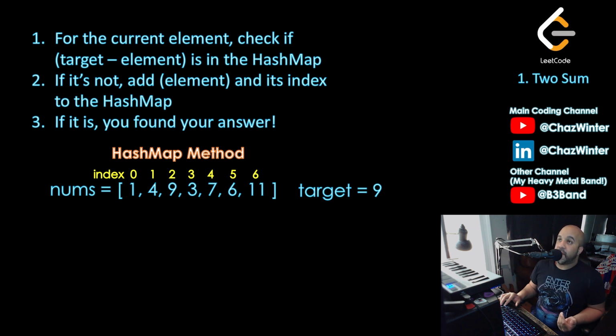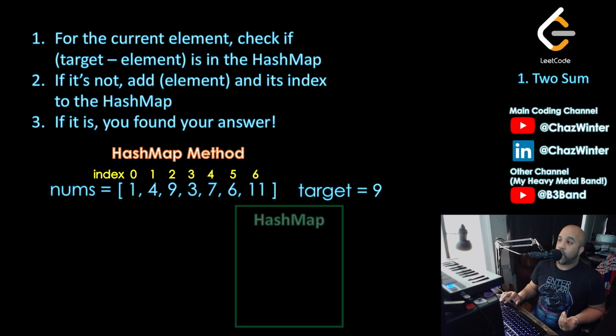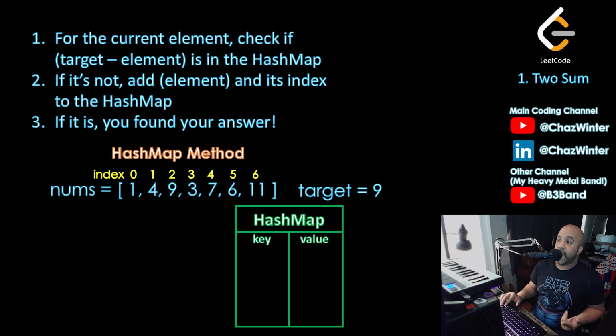Now it says we need a hash map, so we'll create a hash map. A hash map always stores pairs of values. There will be a key and a value. And in our case, we're going to put the element of the array itself, so the number in the array, is going to be assigned the key, and the index of that number is going to be stored as the value in the hash map.